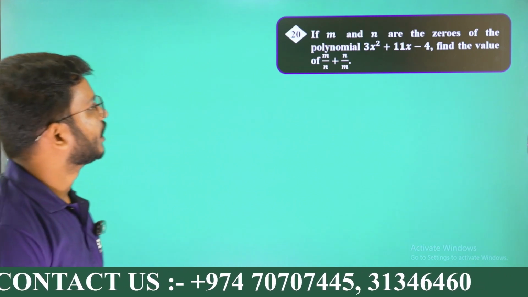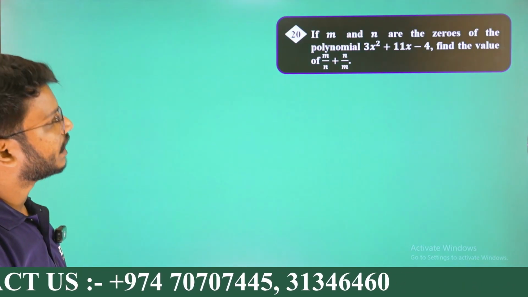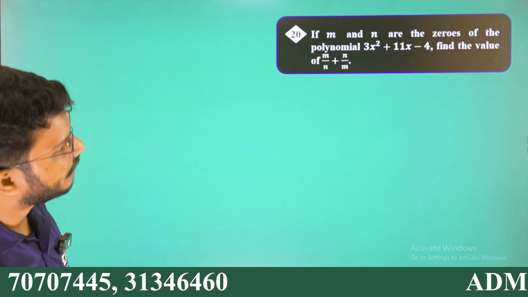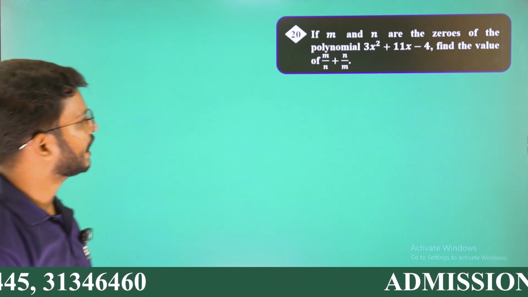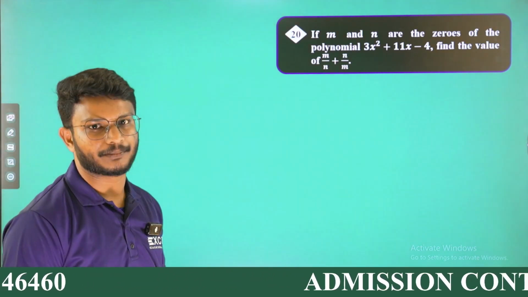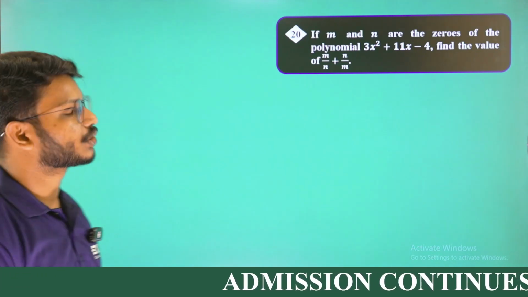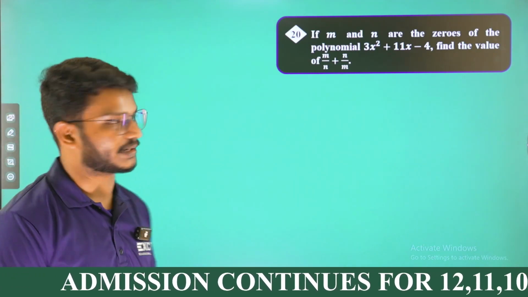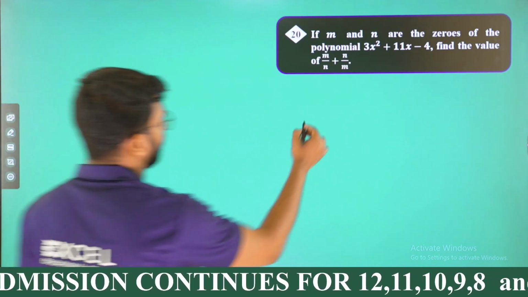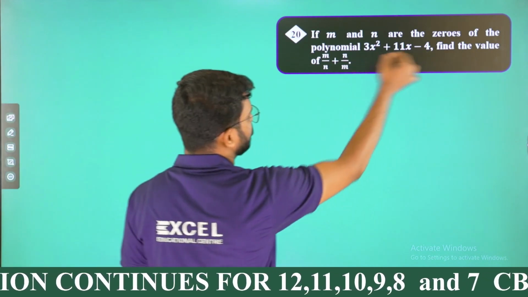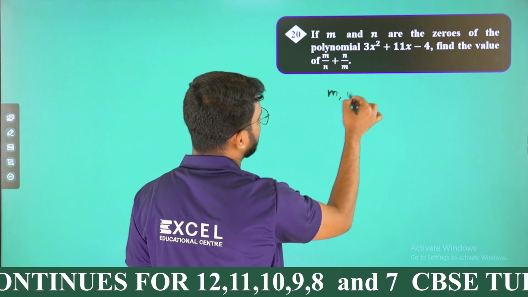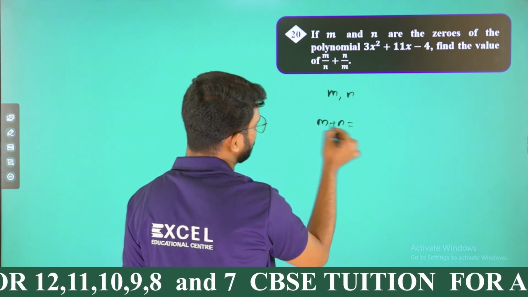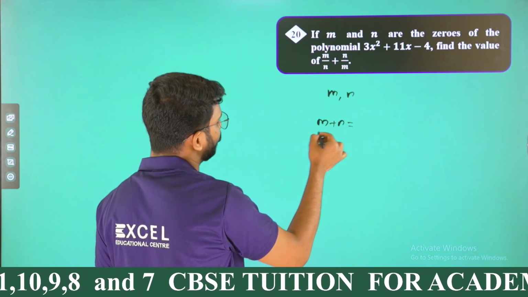If m and n are the zeros of the polynomial 3x square plus 11x minus 4, find the value of m by n plus n by m. Similar question, the zeros alpha and beta are changed to m and n, which is the only difference. So we can write the relation first for this polynomial. M and n are the zeros, right? Instead of alpha plus beta, we have to write m plus n.